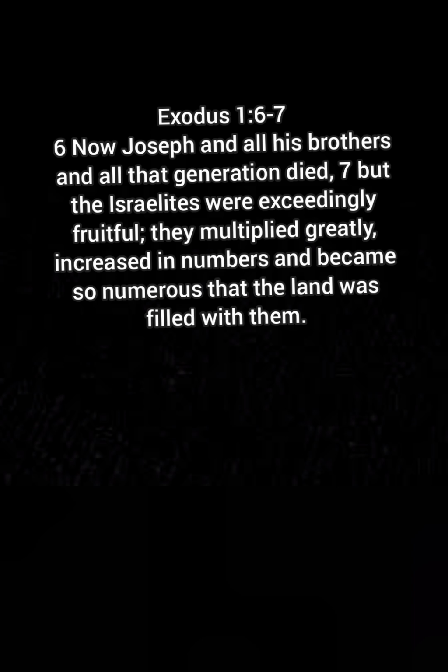Exodus chapter 1 verses 6 through 7 says, "Now Joseph and all his brothers and all that generation died, but the Israelites were exceedingly fruitful. They multiplied greatly, increased in numbers, and became so numerous that the land was filled with them."